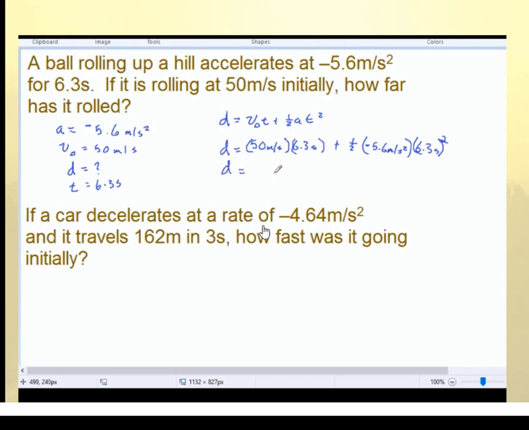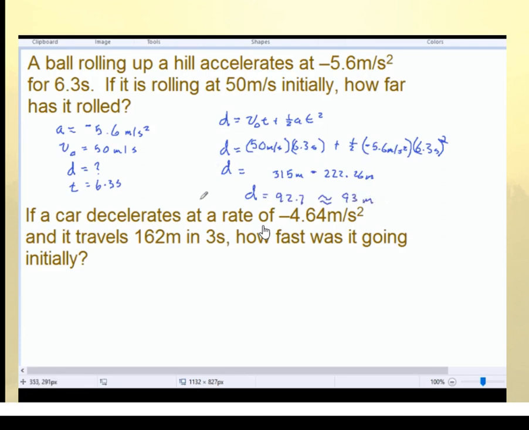Okay, so 50 times 6.3, 315 meters. And then this whole term is going to be negative. So when we multiply those together, we get negative 222.26 meters. I know that's too many sig figs. Just going to roll with it. So I'm going to end up with 92.7, or about 93 meters.